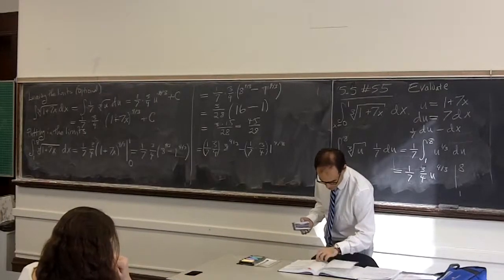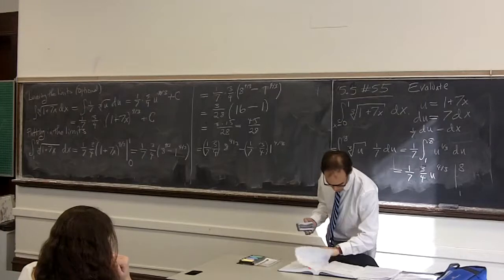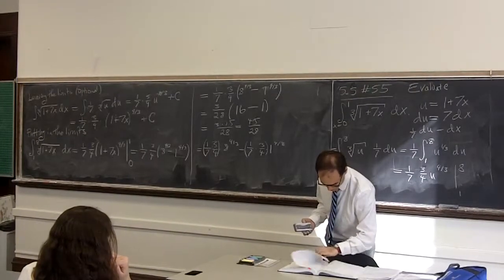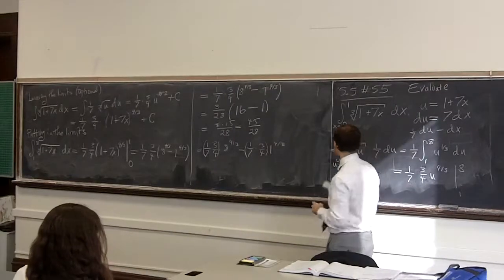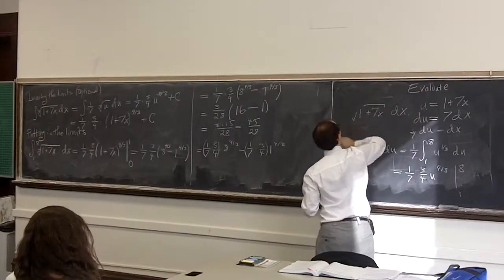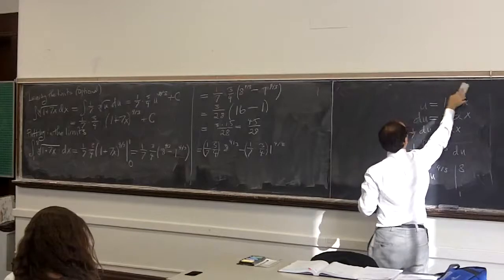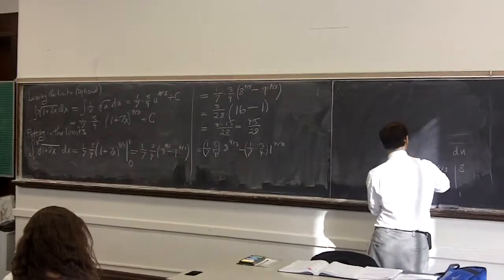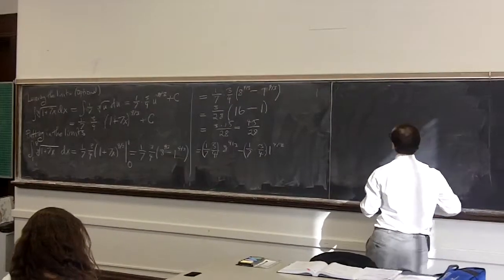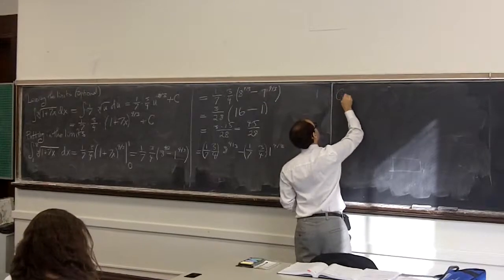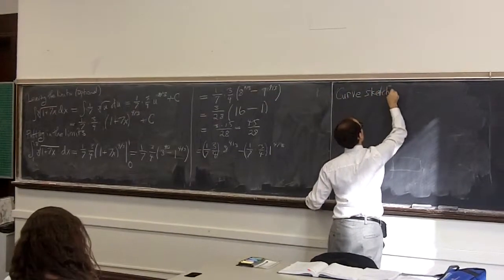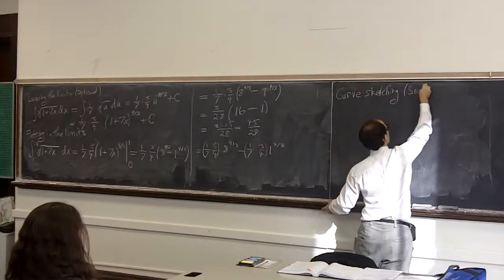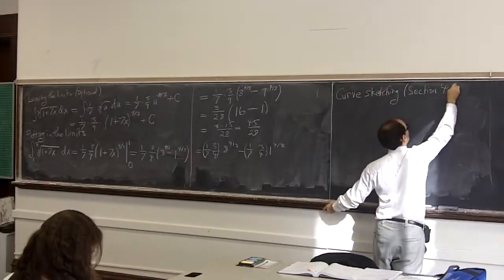There are all sorts of problems like this. Summary period, yeah, you're right. It was 4.5 is the curve sketching section. So, sketching. Section 4.5.